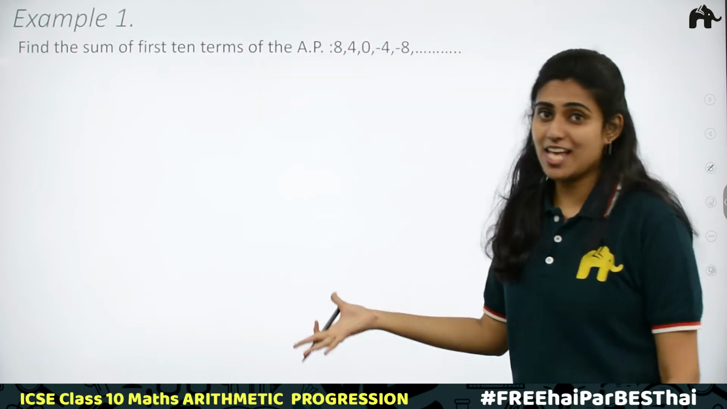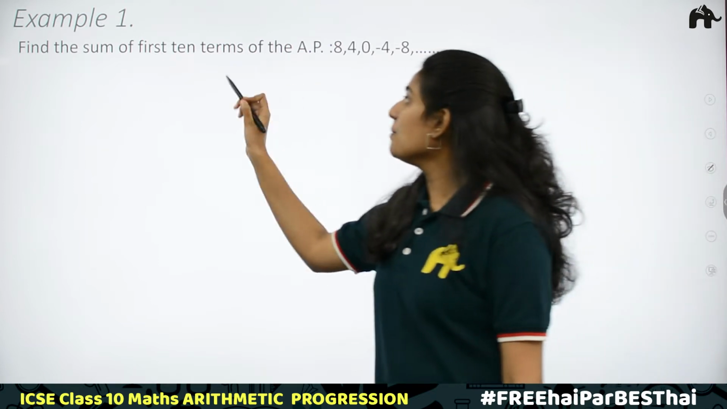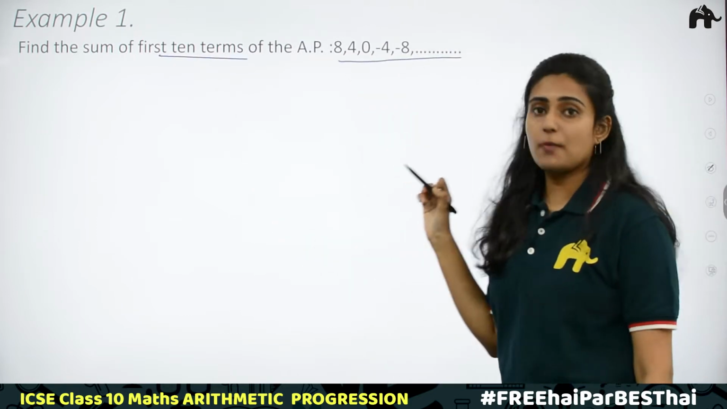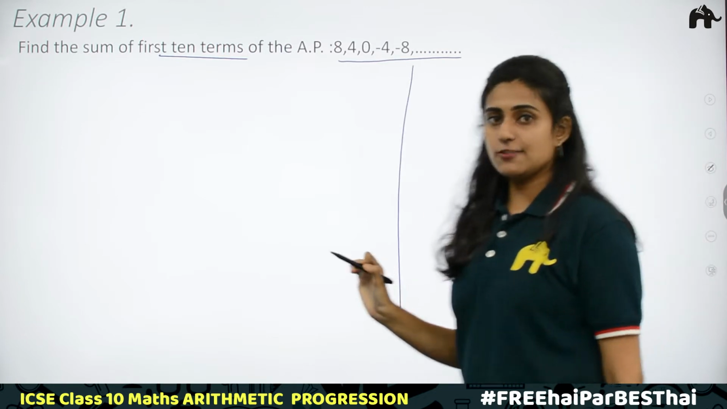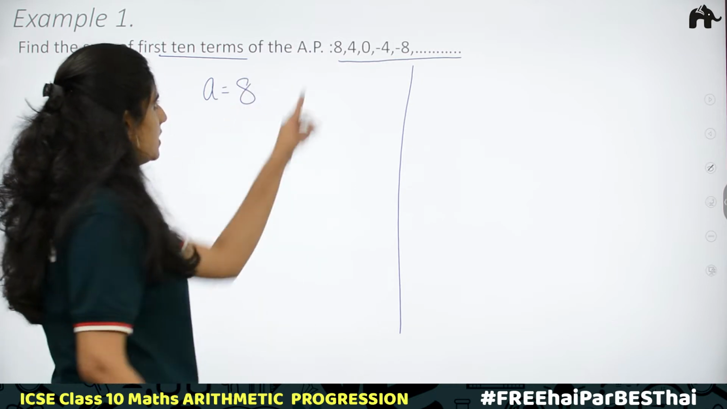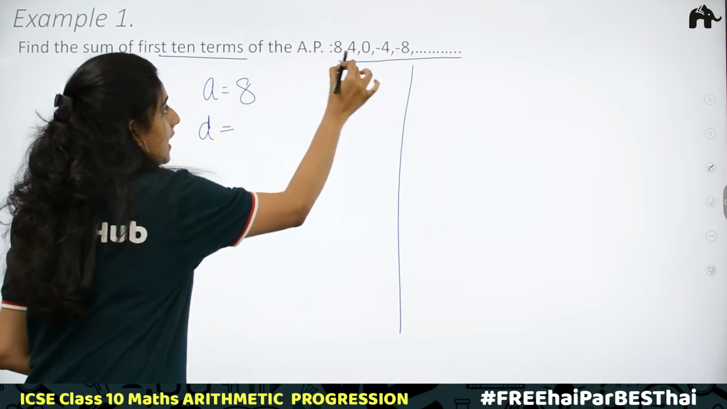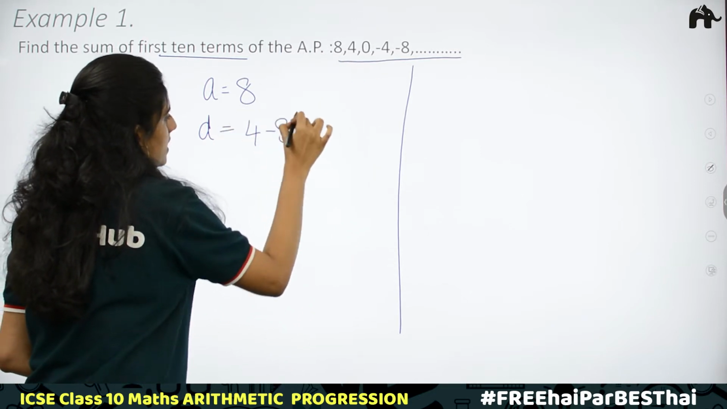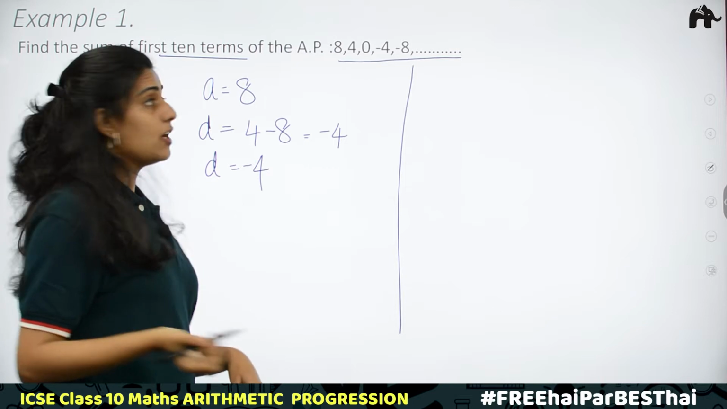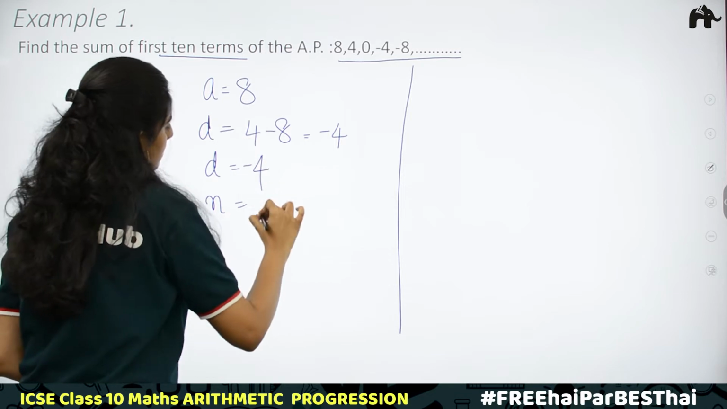Here we have our first example. We studied the formula to find the sum of n terms of an AP. Now find the sum of the first 10 terms of the AP 8, 4, 0, minus 4, minus 8, etc. Here what is the first term? We have first term a is equal to 8. What is the common difference d? D is equal to second term minus first term, 4 minus 8, that is equal to minus 4. Common difference d is equal to minus 4. Number of terms: it is given the first 10 terms, which means n is equal to 10.